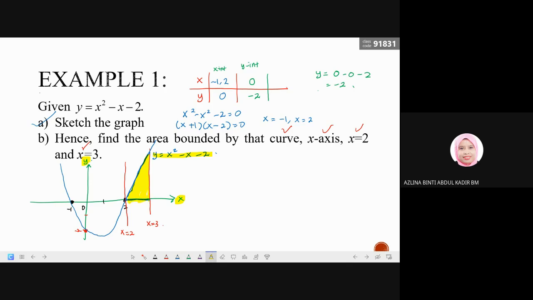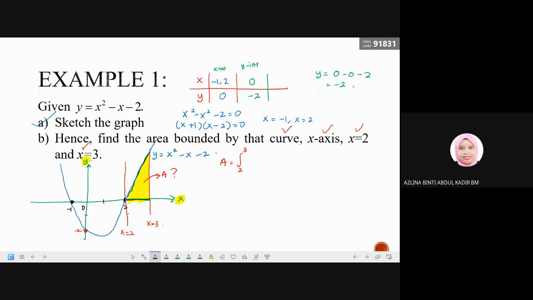To find the area. Okay, then we want to find the area. To find area, integrate. Okay, integrate from where to where? Limits of integration, from A to B. What is A? A is 2, B is 3.